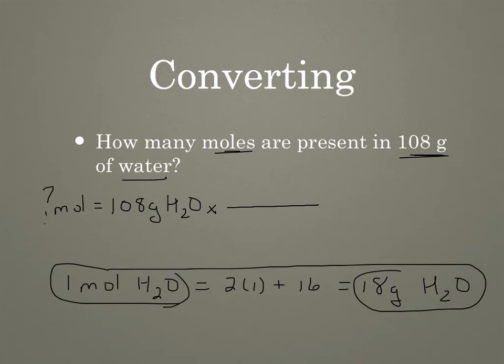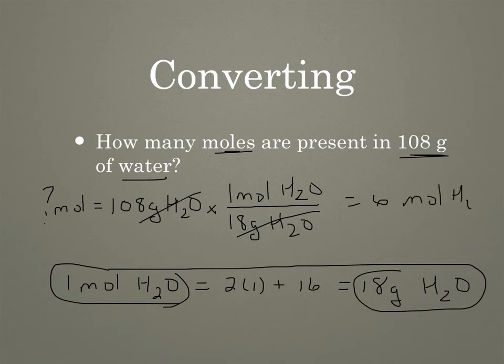I just want to set it up in such a way that my grams will cancel and I'm left with moles. So I'll put moles on the top. 1 mole H2O over 18 grams H2O. Grams will cancel. Okay? So I'm going to take 108 divided by 18, and I would get 6 moles of H2O.